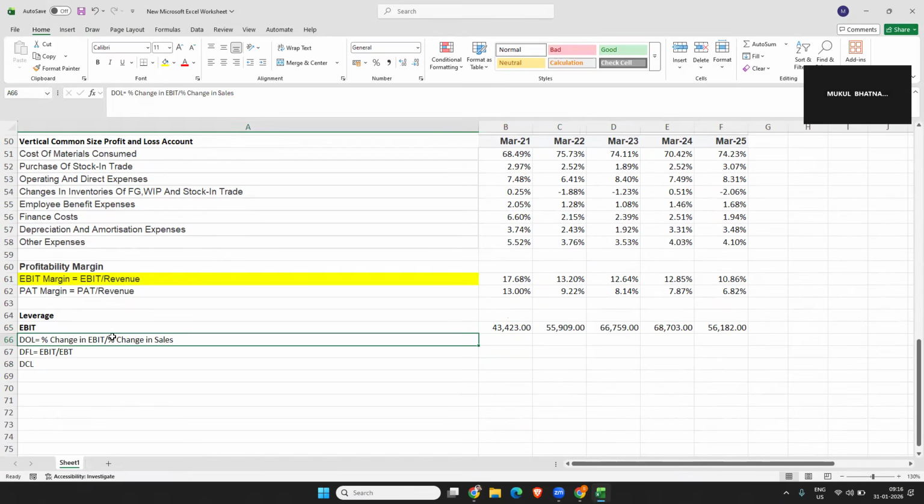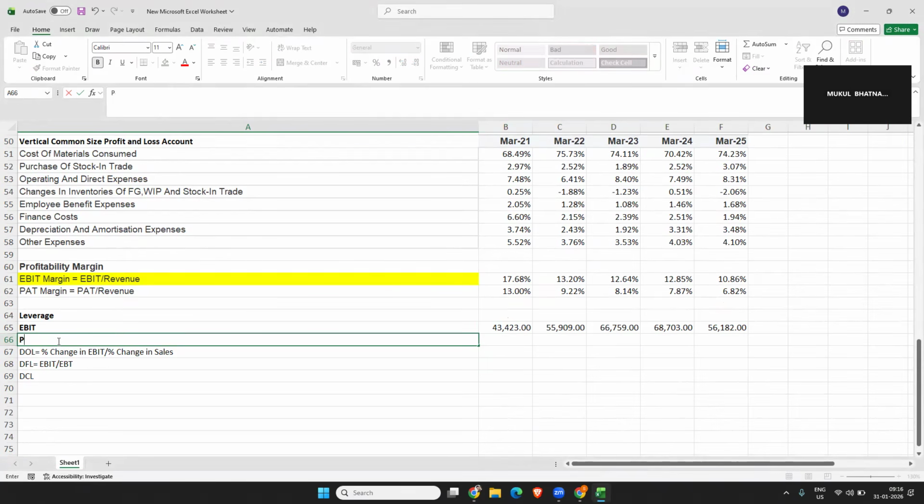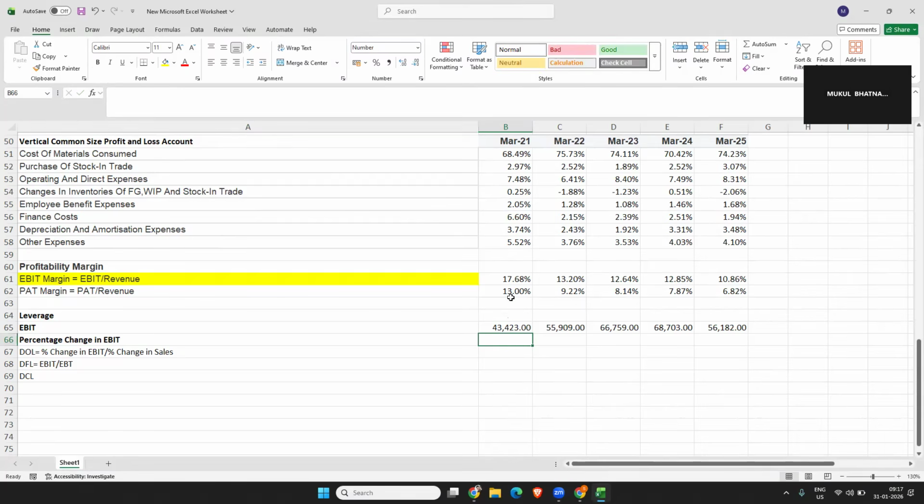Now in the formula of degree of operating leverage, what I need is percentage change in EBIT. Okay. So let me insert one more row here and make it percentage change in EBIT. So it's quite simple. We cannot calculate the change in the first year. Fine. This is our first year. We cannot calculate the change. Change will be there from second year onwards. If you want, you can calculate it for March 2020 and then write it here. However, it is not needed right now.